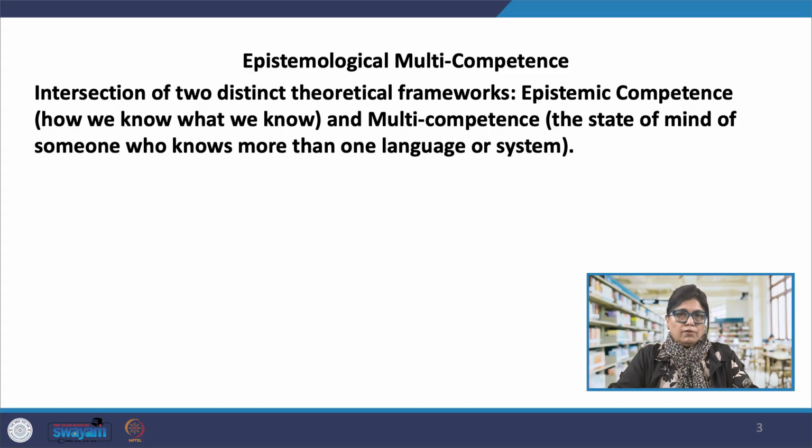If we talk of epistemological multi-competence, we can say that while there is no single unified academic definition for epistemological multi-competence as a standalone term, it represents the intersection of two distinct theoretical frameworks: epistemic competence, how we know what we know, and multi-competence, the state of mind of someone who knows more than one language or system. In practice, this concept is most often applied in the field of multilingualism, intercultural communication, and educational philosophy to describe the ability to navigate, integrate, and evaluate knowledge across multiple cultural or linguistic ways of knowing.